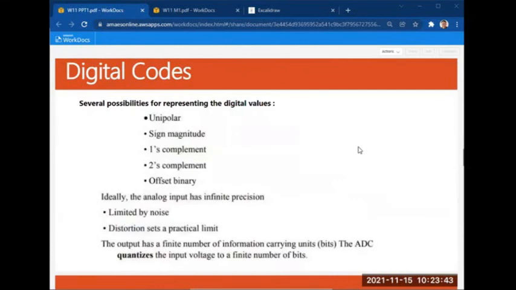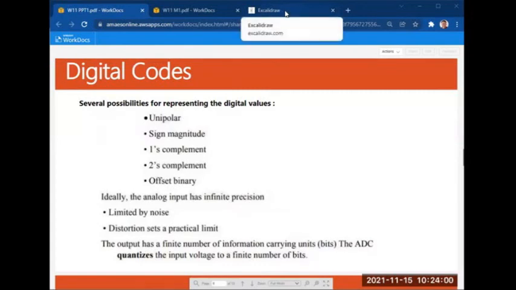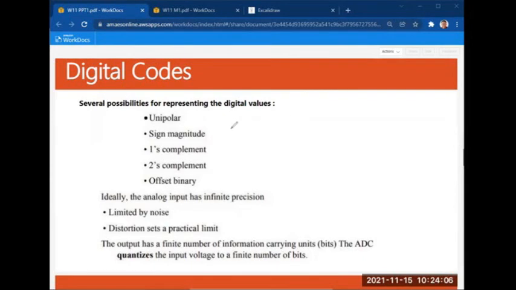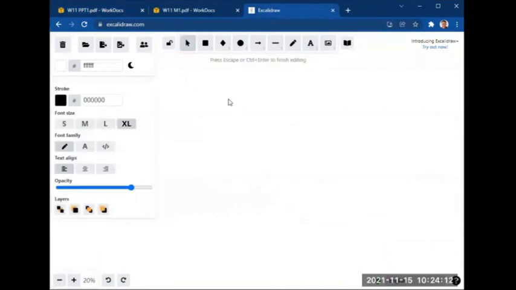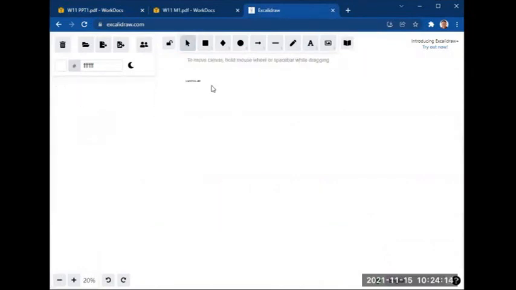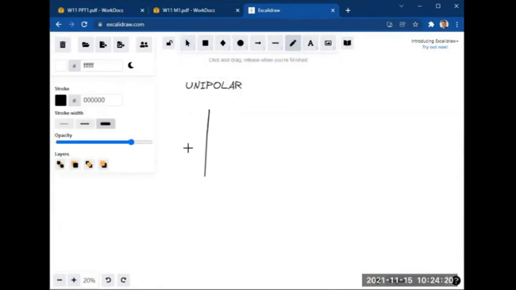So here are some digital codes. Okay. When we say digital codes, how do we represent our digital code in voltage form? Okay. So let's start with unipolar. If we have unipolar, for example, let's go here. Unipolar. Okay. For example, we have the signal.